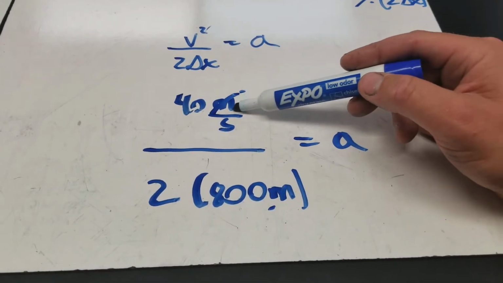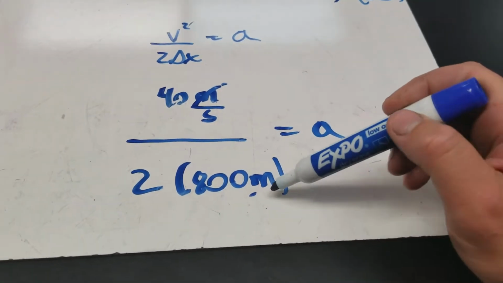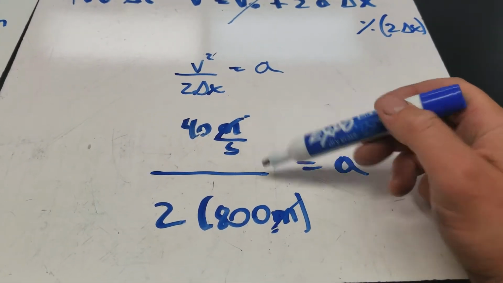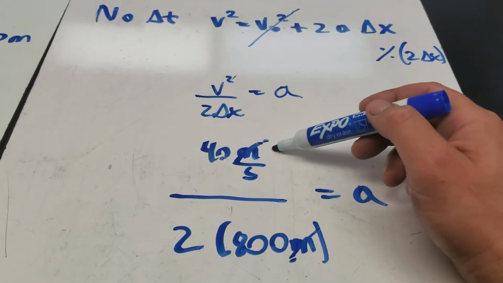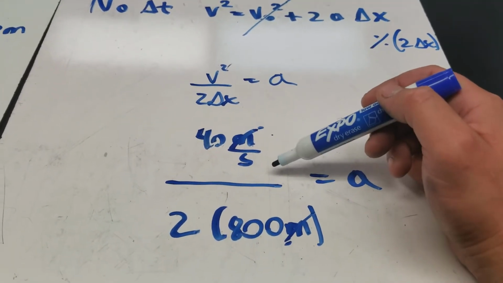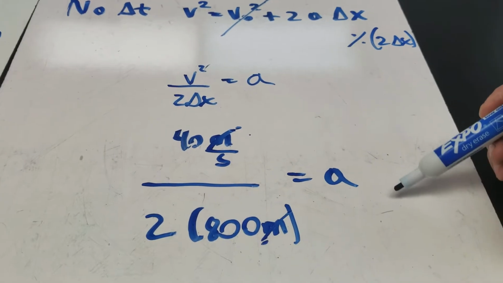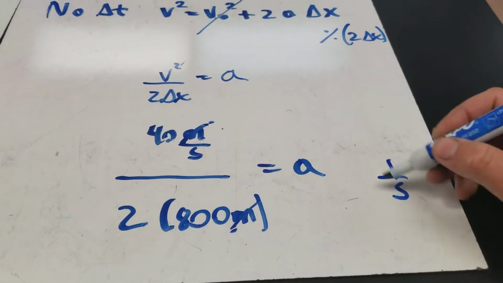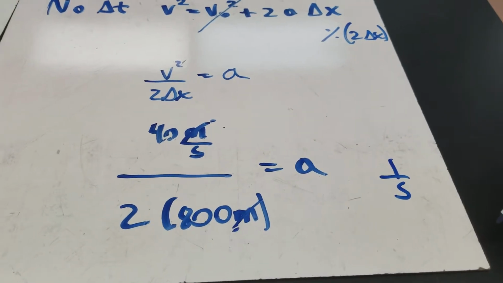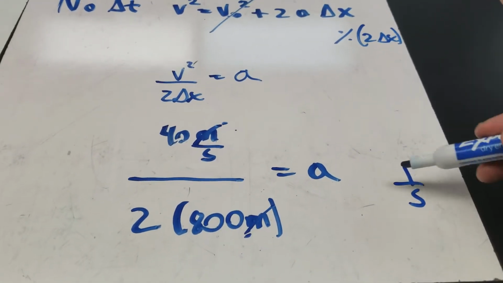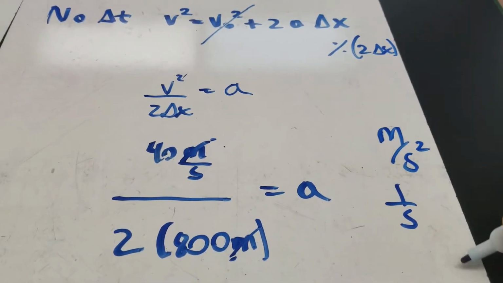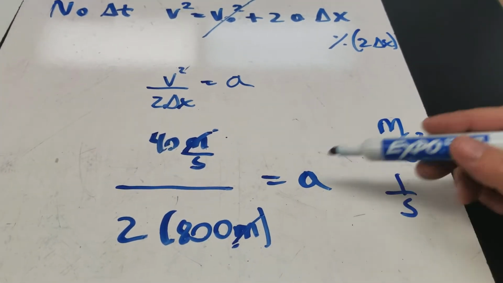So I canceled out meters. I was about to cancel out meters with meters, right? If I do that, all I'm left with is 1 over seconds on the top. In other words, my final unit for acceleration would have been 1 over second. And that's not right. You're not supposed to get 1 over second as your final answer. That doesn't make sense at all. Acceleration is supposed to be in meters per second squared. So I know that I did something wrong in the problem.